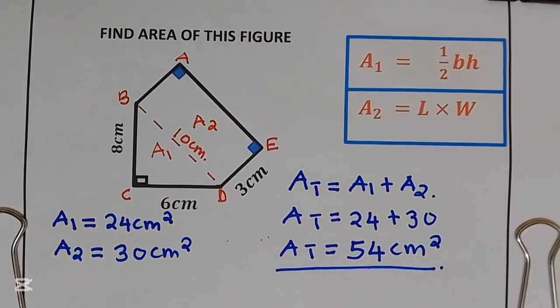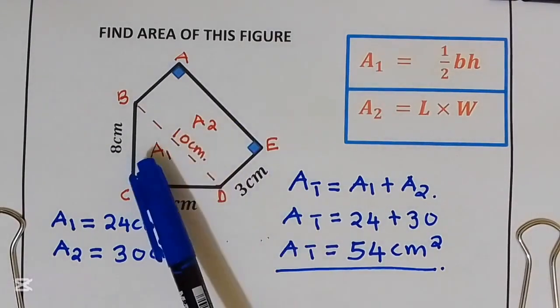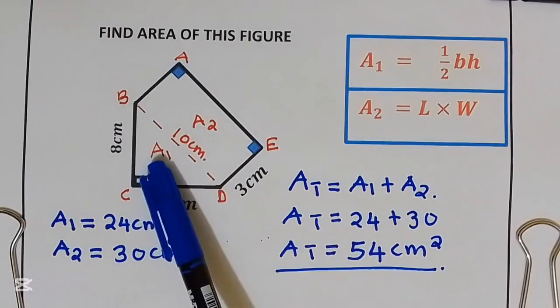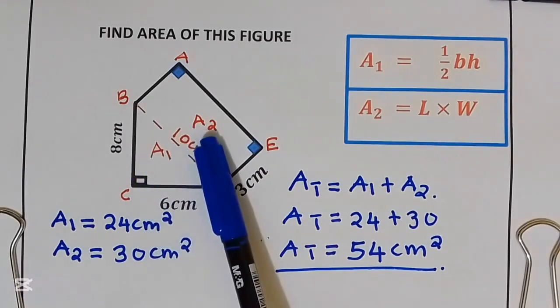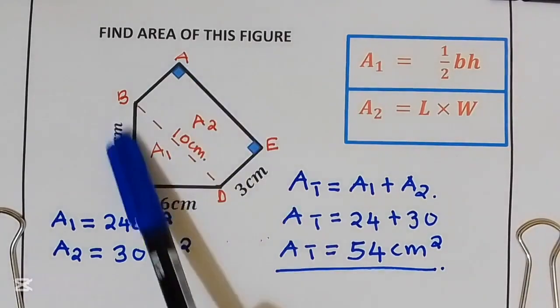I hope you understand how to find the area of this pentagon. We partition it into the area of a triangle, which we call area 1, and the area of a rectangle, which we call area 2. Then we add area 1 plus area 2 to get the total area.